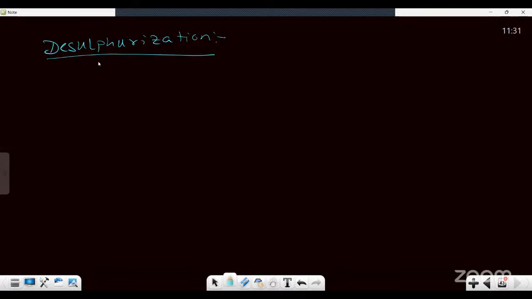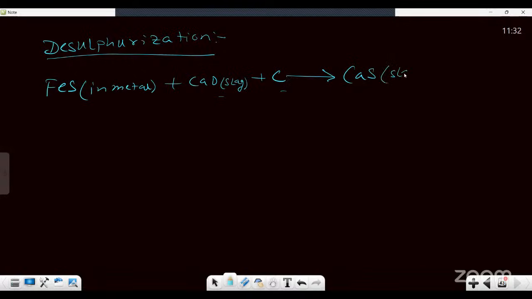So let us see desulfurization. Now, we are having FeS in the metal. This is iron sulfide. Now, if we add CaO, this is basically basic slag, and we are giving carbon, what will happen? Carbon means reducing condition. So basic slag plus reducing condition. What is going to happen? CaS, calcium sulfide, is going to go into the slag phase, plus Fe. Right?